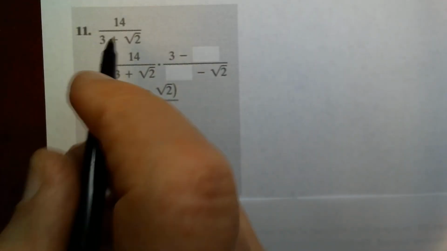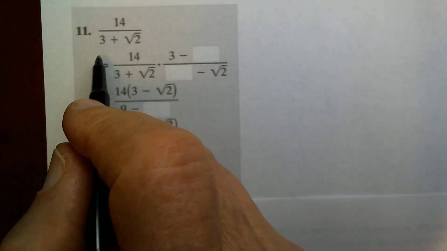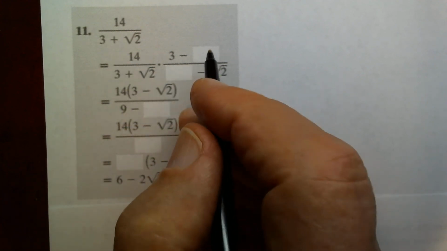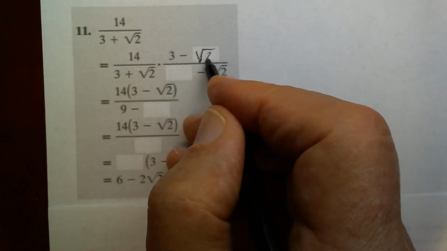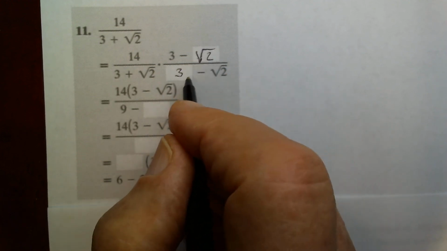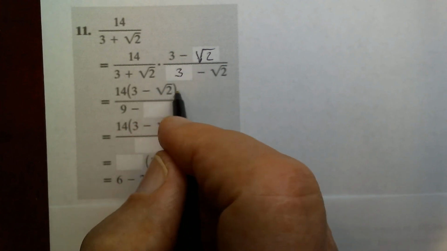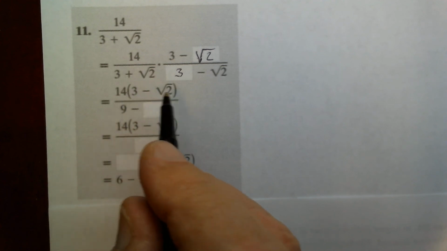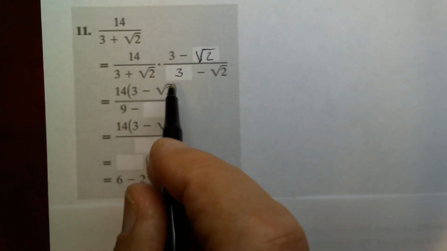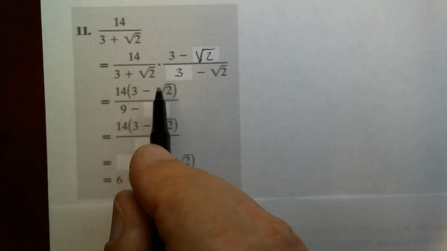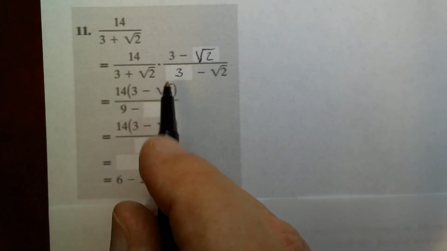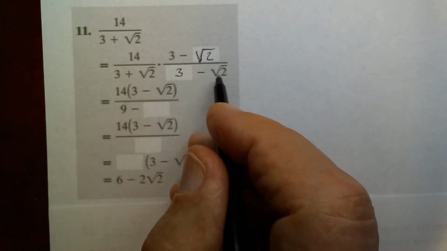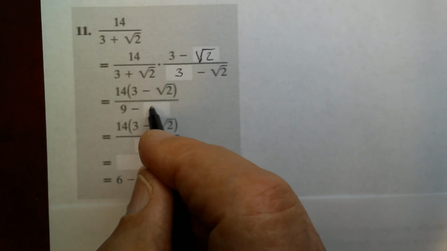For the guided solution, we have the expression 14 divided by 3 plus the square root of 2. The conjugate of 3 plus the square root of 2 is 3 minus the square root of 2. So we have 14 times 3 minus square root of 2 in the numerator. And we have 3 plus square root of 2 times 3 minus square root of 2 in the denominator. And so that will be a plus b times a minus b. So a squared, 3 squared, which is 9, minus square root of 2 squared, and the square root of 2 squared is 2.